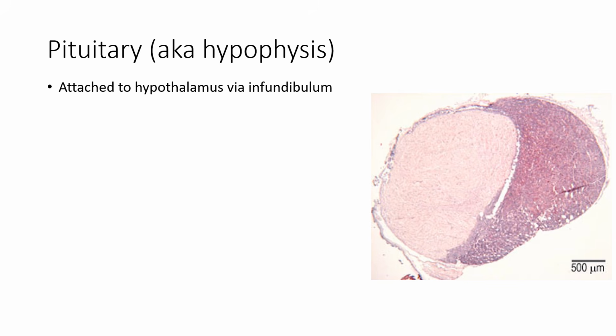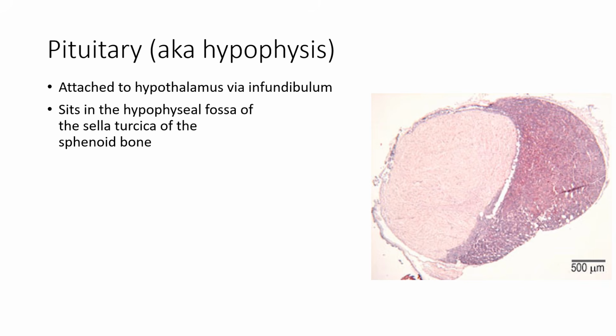So recall from AMP1, the pituitary is a gland that hangs off of the brain and it's attached to the hypothalamus via the infundibulum. Also recall from AMP1 that it is sitting in the hypophyseal fossa of the sella turcica of the sphenoid bone. So if you did really well in your skeletal practical, you probably remember what I'm talking about. If not, that's kind of okay. I'm just mentioning it because it is indeed in our lab book, and it is important that you realize where it is located.